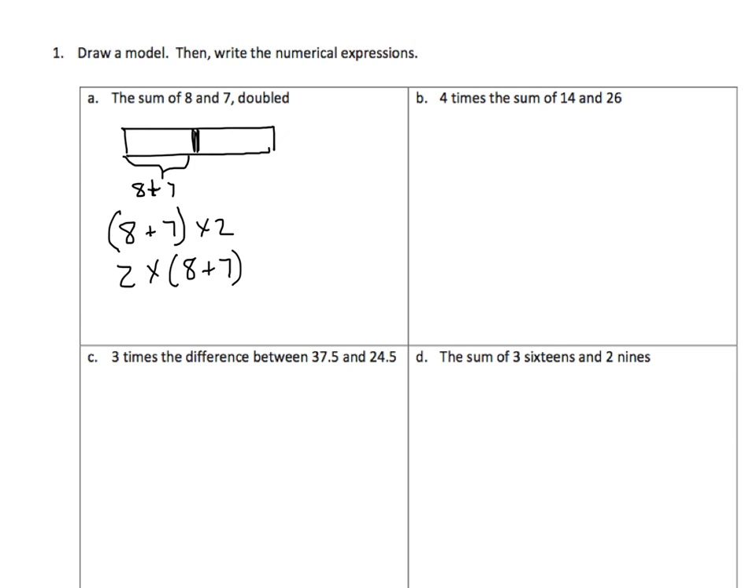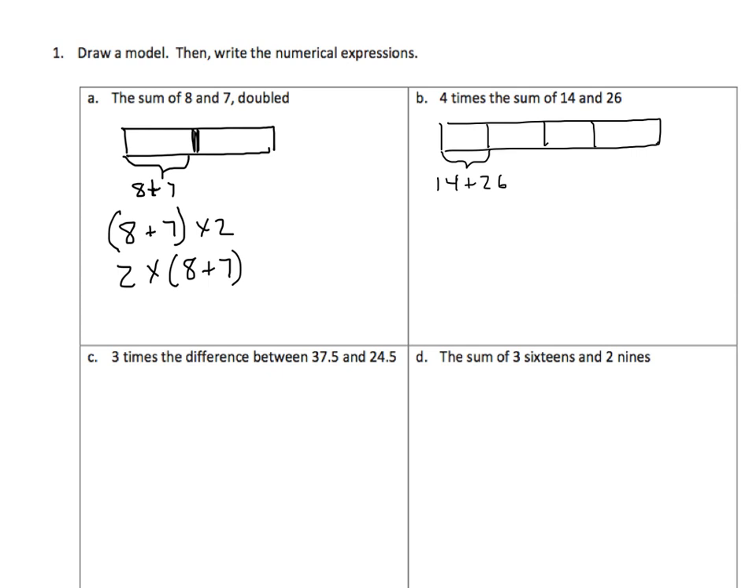B, we have 4 times the sum of 14 and 26. Again, we'll draw a tape diagram. We want to partition it into 4 equal parts using 3 vertical lines. I'm trying to make them roughly the same, not perfect. And in here we'll put 14 plus 26. So we're going to add 14 and 26, and then we're going to multiply it by 4. I could do it either way. I will go in the way it is written here.